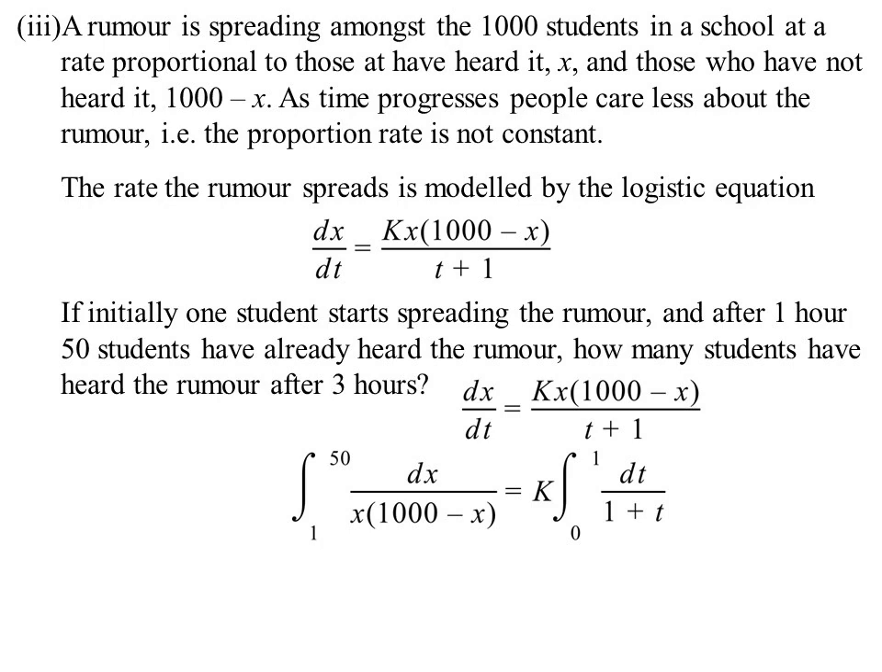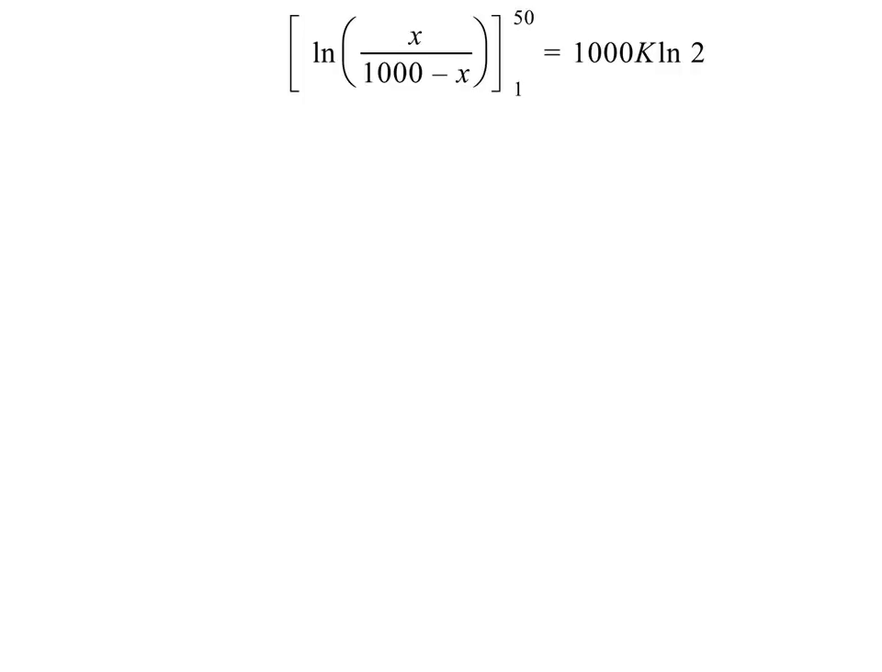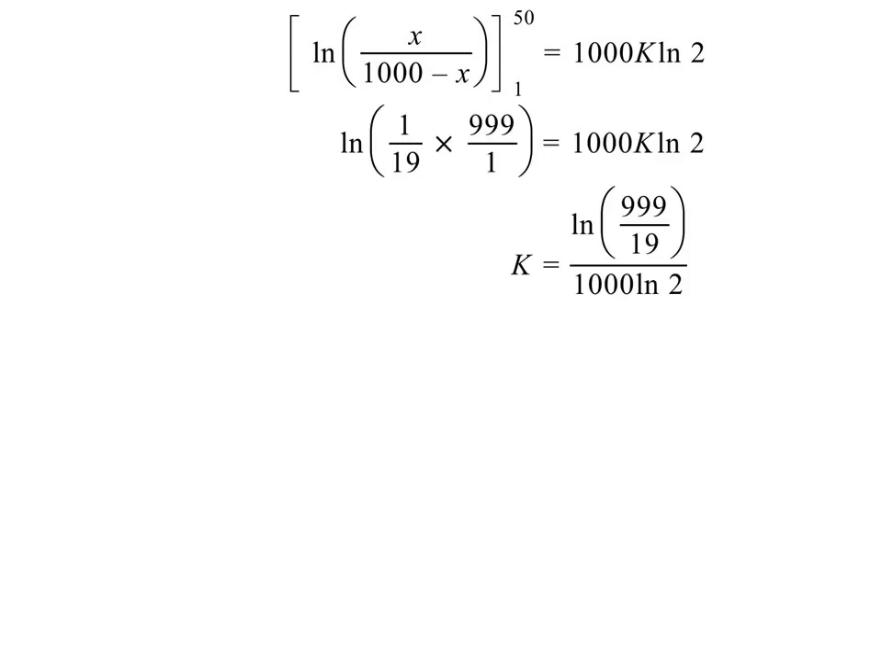Well, on the left-hand side, we've got our partial fractions we could do, and we'd end up with 1 on x plus 1 on 1,000 minus x. The right-hand side is just a log function. Subbing into the right-hand side, I get 1,000k log 2, and tidying up our integral over here, there's going to be a couple of log functions, but using the log laws, we can combine that in. We'd end up with the log of x on 1,000 minus x. When I sub in to this, I'll get the log of 1/19 times 999 on 1.